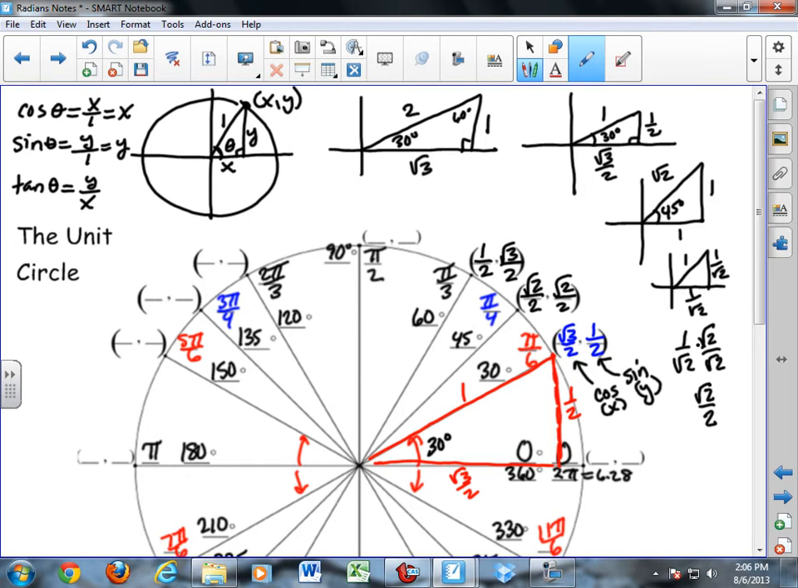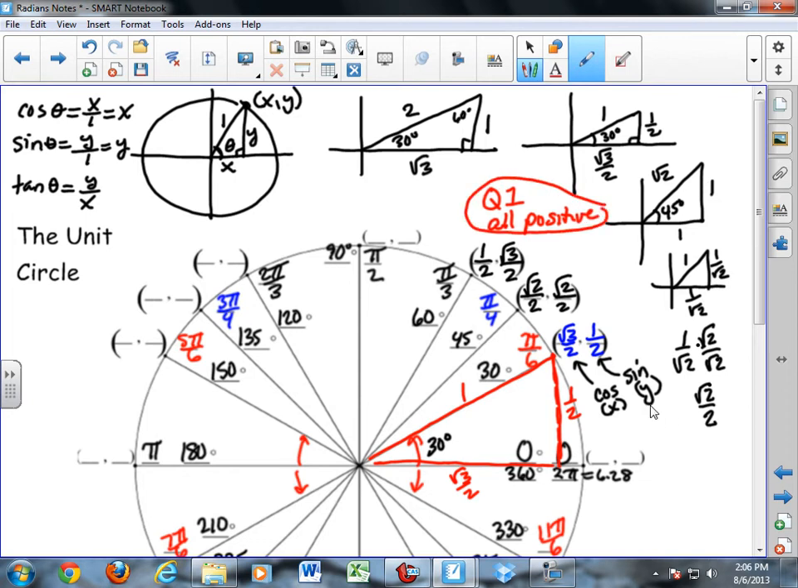So if I wanted to find tangent, I could just do y divided by x, and I would have tangent. Notice that everything in this first quadrant gives me positive trig values. So in quadrant 1, we're all positive. Sine, cosine, and tangent, all positive.